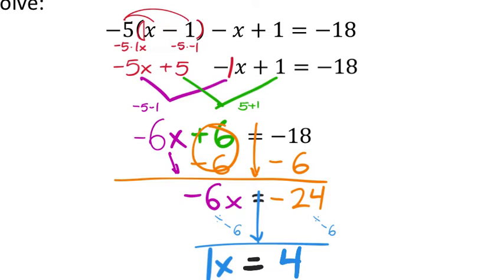But the last thing we're going to do here is just check. So I'm going to come up here, I'm going to replace this x with 4. And I'm going to replace this x with 4. And then we're going to see if I get a true statement out of my calculator. And I'm typing in exactly like I see. So -5 parentheses, parentheses 4, close parentheses, -1, close parentheses, -4 plus 1. And again, before I push enter, I'm expecting to see -18.